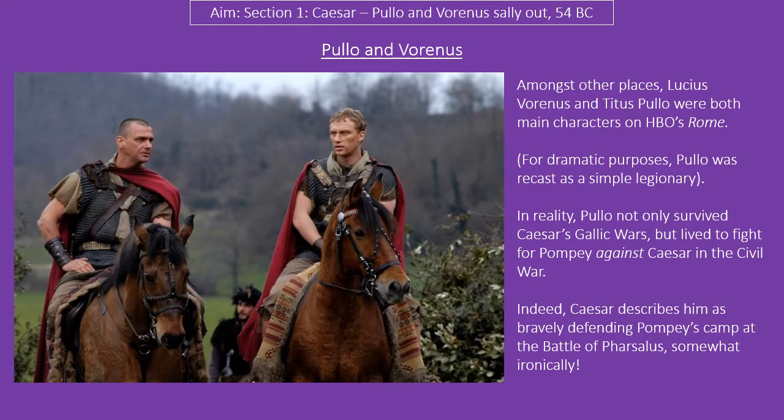As a side note, you may have actually recognised those names Pullo and Vorenus, since they were main characters on HBO's Rome. If you haven't watched it, it's a really good series, slightly inaccurate in places, but really gets across the vibe of ancient Rome, although it is in a certain age bracket, so, you know, take that into account. Pullo, by the way, in here on the left was recast as a simple legionary, but in reality they were competing centurions. Ironically, Pullo actually survives the Gallic Wars and fights against Caesar later on, but here they are both centurions fighting for him.